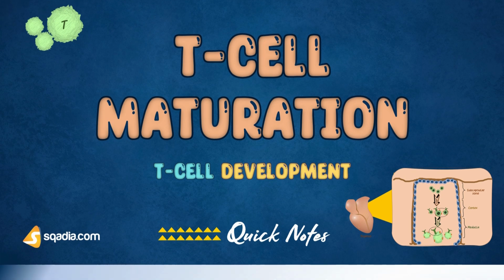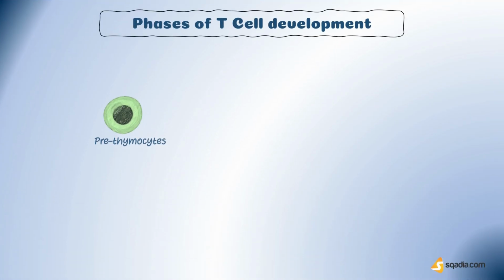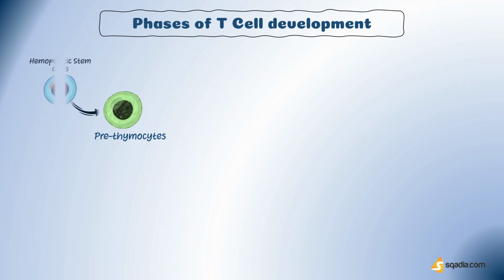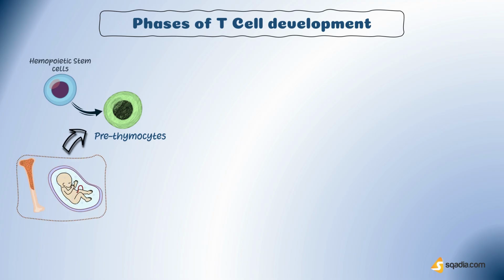Now, we know that the T-cells are biosynthesized by the precursor cells, which are called pre-thymocytes. And as we discussed earlier, these precursor cells are actually derived by the lymphoid lineage cells, that are ultimately derived by hematopoietic stem cells. And these pre-thymocytes are produced within the bone marrow, and before birth, in fetal liver as well.